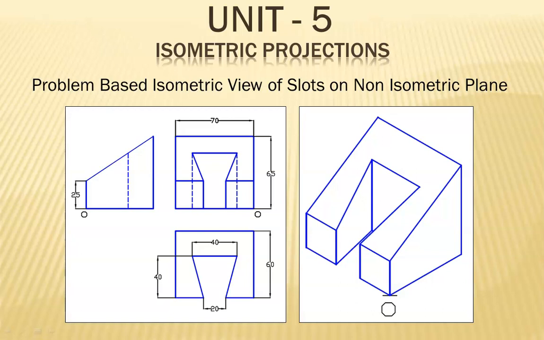Hello friends, today we are going to solve a problem based on isometric view of a slot which is on a non-isometric plane. In earlier video we have solved a question where the slot was on an isometric plane, but here you can see this cut, or you can say the slot, is on the non-isometric plane, means the plane which is made up of lines which are not isometric, or non-isometric lines. So let's start with the problem.